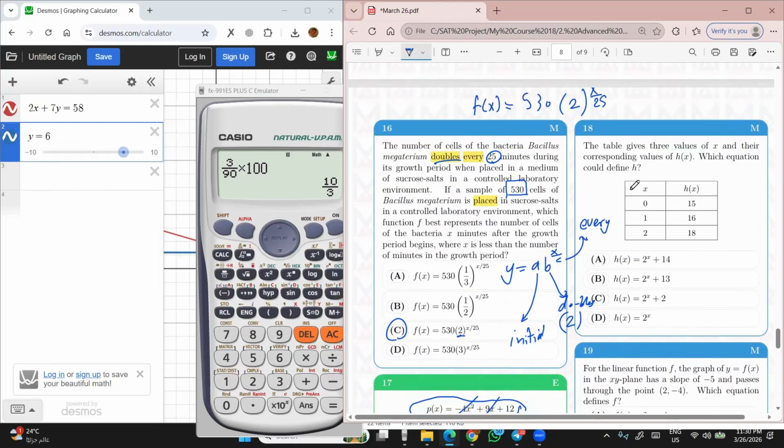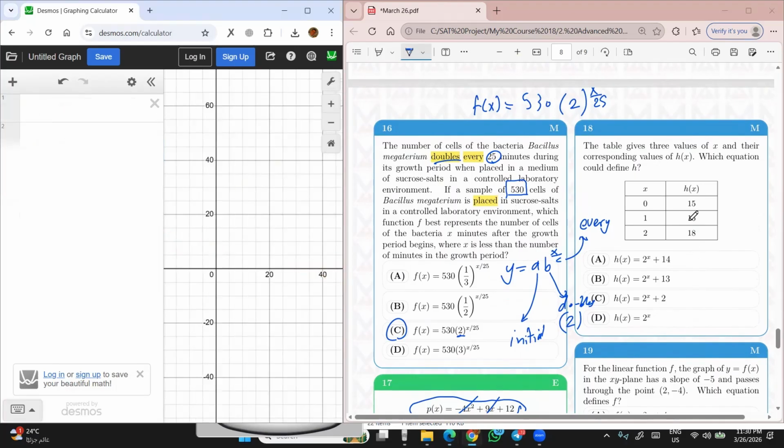Number 18, the given table gives 3 values of x and their corresponding values of h of x. Which equation could define h? Of course, this is an exponential equation, not a linear one. So how can we express this? We need to write this on Desmos, but writing on Desmos without the table, because in the exponential function, the table is not accurate. So we can just write 0 and 15 as a point.